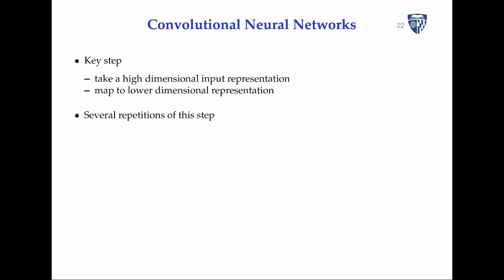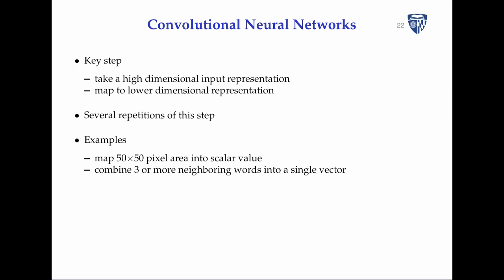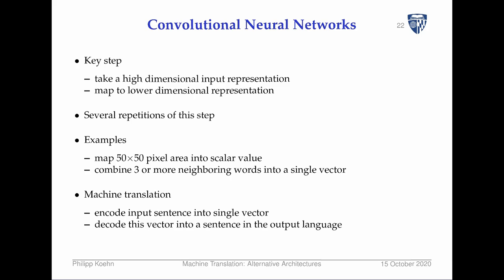So the key step here is to take a high-dimensional input representation and map it to lower-dimensional representations, and then have several repetitions of this step. So we had this example of 50 times 50 pixel areas that get mapped into scalar values, or this idea of combining three or more neighboring words into a single vector. So in machine translation, we have the problem that we have the input sentence that we might want to compress into a single vector and then decode this vector into a sentence in the output language.